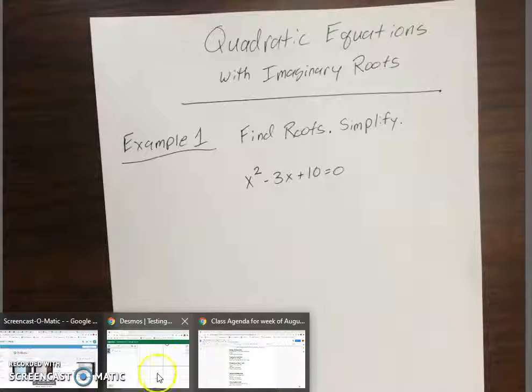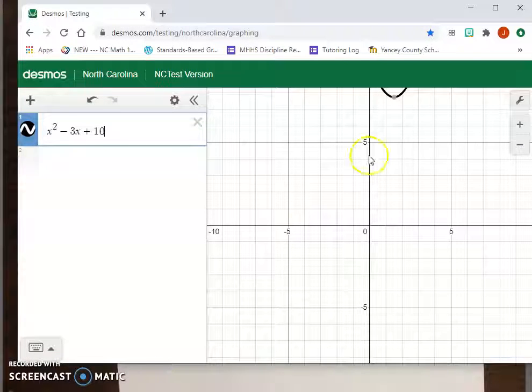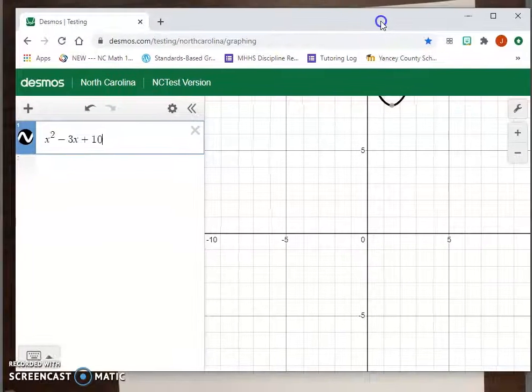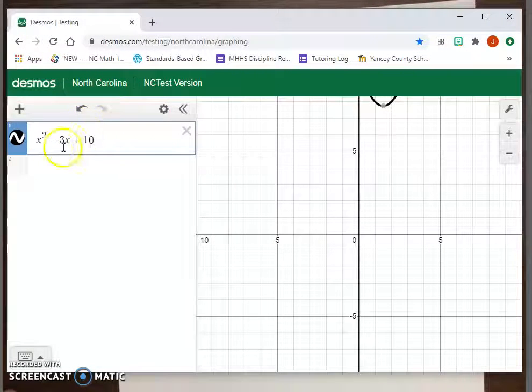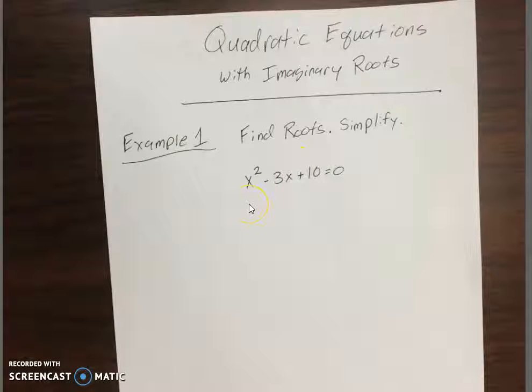So for instance, if I pull up Desmos here, and I've already got the equation typed in, x squared minus 3x plus 10. And as you can see, at no point does this function pass the x-axis. So I have no roots. There are no real roots. And so if there are no real roots, then that must mean they're imaginary.